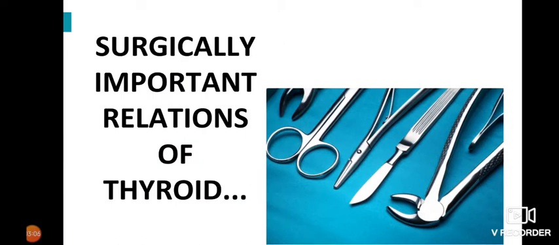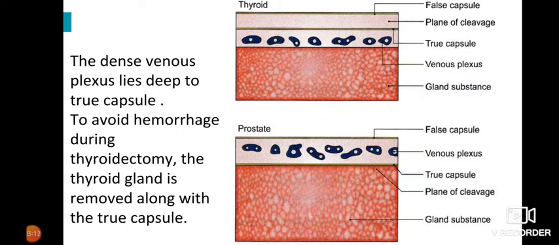Now let's talk about the surgically important relations of the thyroid. First is the capsule. There are two capsules, the true capsule and the false capsule. The true capsule is the condensation of the connective tissue of the gland. The false capsule is derived from the pretracheal layer of the deep cervical fascia. A dense venous plexus lies deep to the true capsule in the thyroid gland, unlike the prostate gland. Therefore, to avoid hemorrhage during thyroidectomy, the thyroid gland is removed along with the true capsule. So the plane of cleavage lies between the false capsule and the true capsule.